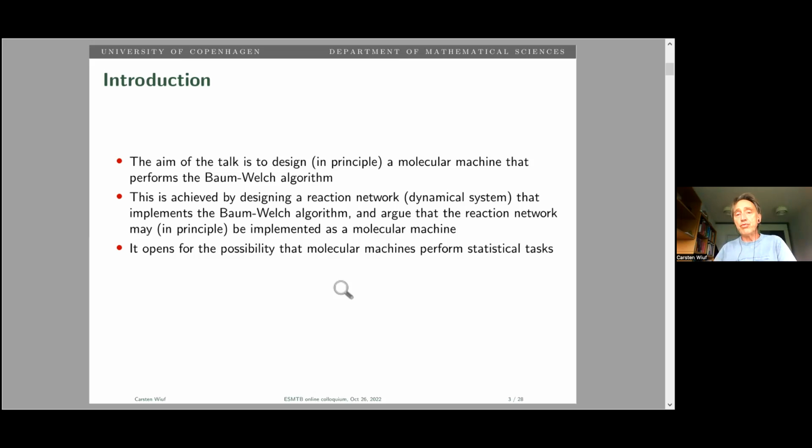It's sort of a two-step procedure. We design a reaction network that implements the Baum-Welch algorithm, and then argue that this in principle could be implemented as a molecular machine. And it opens, of course, the possibility, at least in principle, it's a future thing, that molecular machines could perform statistical tasks. And that's really what we are after.